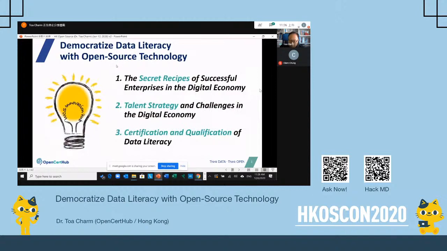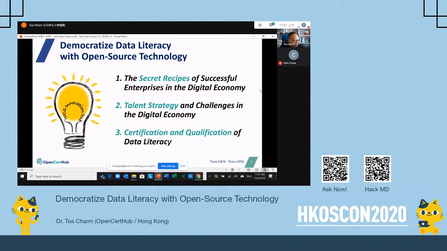Today I'm going to take you through three major steps about data literacy, particularly in an open source environment. The first point is that there are so many successful examples in the digital economy right now, but unfortunately they are not the traditional leaders in the industry. Most of the new leaders have something that the traditional companies do not have. I term it the secret recipe, so we will talk first about the secret recipe of successful enterprises in the digital economy these days.